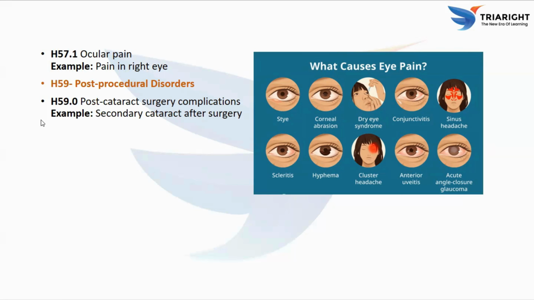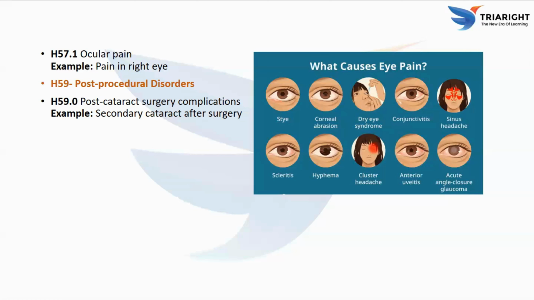So the last category of these eye disorders is H59 for post-procedural disorders. These codes are used when a patient develops complications after an eye procedure or surgery. For example, H59.0 code is to be assigned for post-cataract surgery complication. After the cataract surgery, the most common problem is the secondary cataract or the posterior capsular opacification. So cloudiness forms behind the artificial lens, and vision becomes blurry after the surgery. In this case, you have to assign the code H59.0.